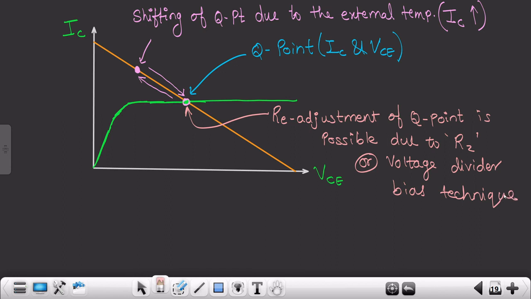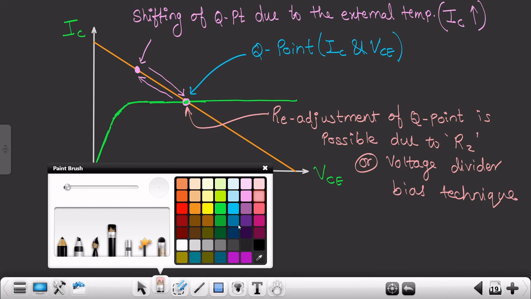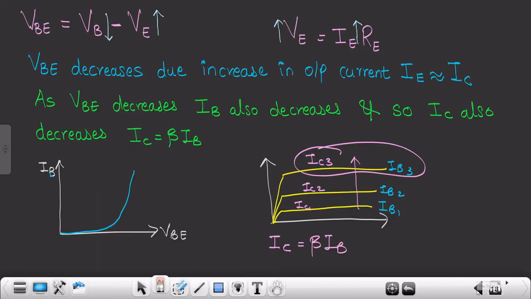Right, I hope you are getting my point. Due to this resistor R2, or due to this particular RE or R2, whatever I can say, it is able to regain the Q point, or the location of the Q point. And basically what we can see over here is that as your IB decreases, our IC also decreases. So basically this is how things are going to work, right?